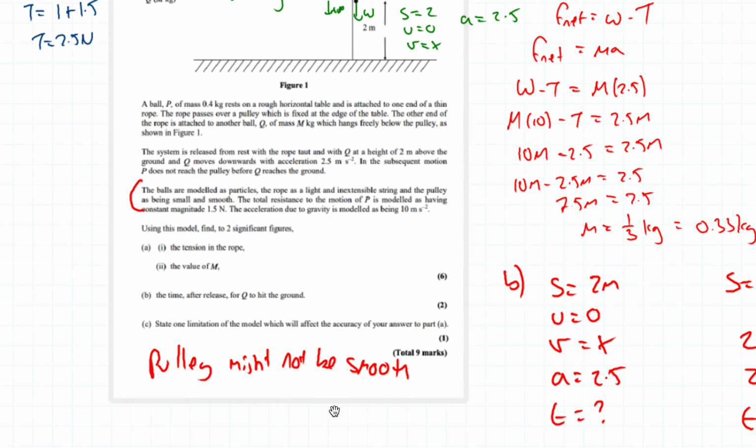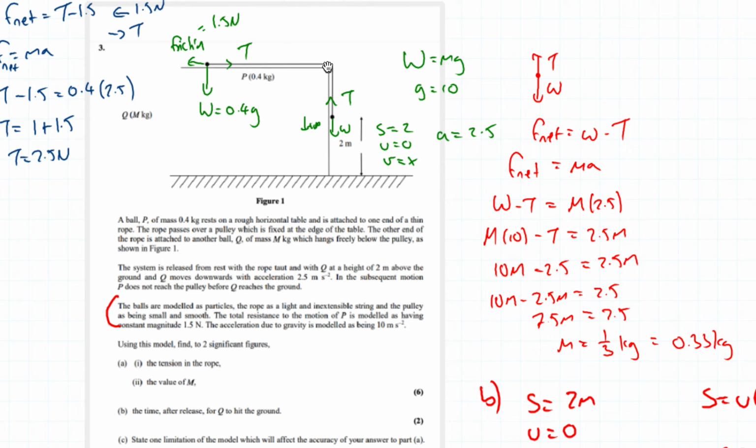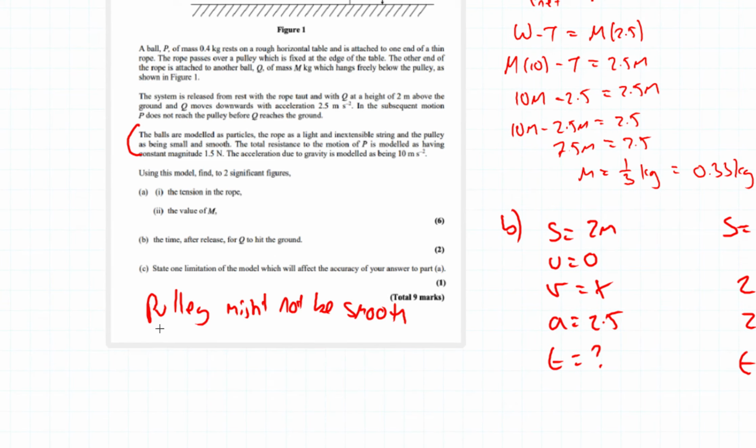Which would affect your answer, because if the pulley is not smooth, then you've got to think about the resistance of the pulley. So that's why we consider the pulley smooth, because then we don't have to worry about any extra resistance due to the pulley, like friction. But of course in real life, the pulley might have some resistance. You might also have things such as the strings having mass, and also that the strings can be extended, as well as the fact that the balls might not be modelled as dot particles, but also have volume as well.